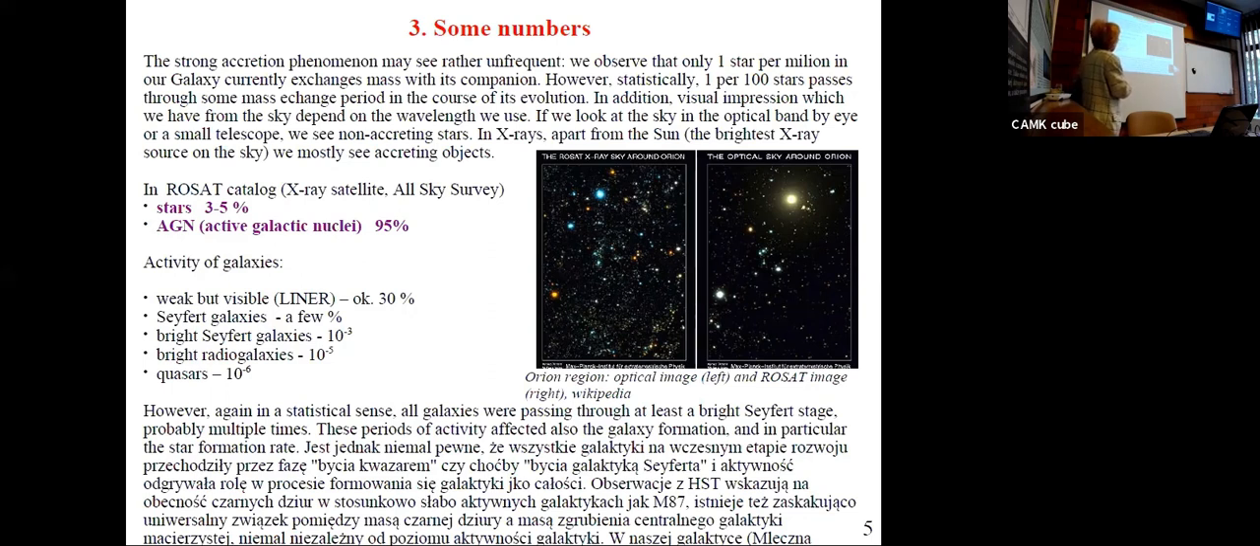Of course, very bright Seyfert galaxies are rare, like 10 to the minus 3. Bright radio galaxies are even more rare, 10 to the minus 5, and quasars, let's say 10 to the minus 6. This is not very accurate statistics because we don't really have a good definition.